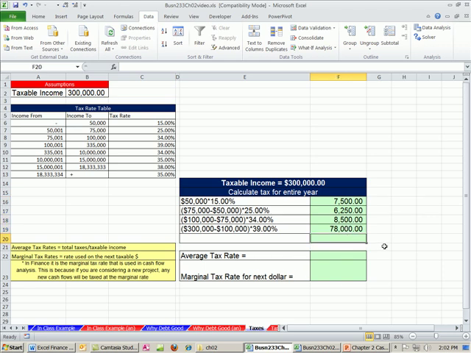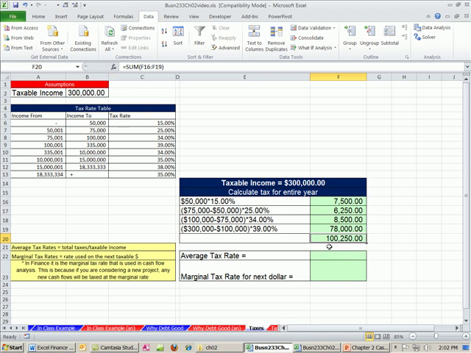So let's figure out our total tax bill. It's got the right range, so I hit enter. Wow, $100,250. So for the average tax rate, this is the amount that went out cash-wise, and this is our taxable income. So you just compare the two.